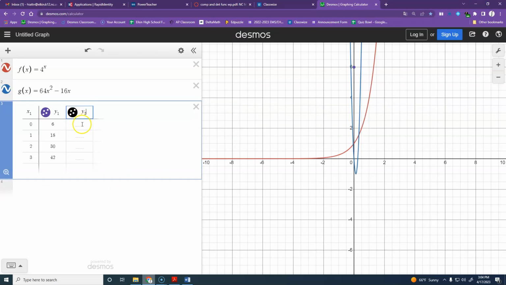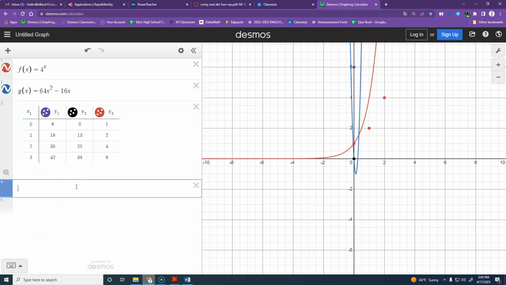Y2. Alright, and I got 0, 13, 25, 38. Is that right? Relying on my memory here. And then Y3 is going to be 1, 2, 4, 8. Okay, so it is very helpful to know which one is which, linear, exponential, quadratic, before you try to do this.